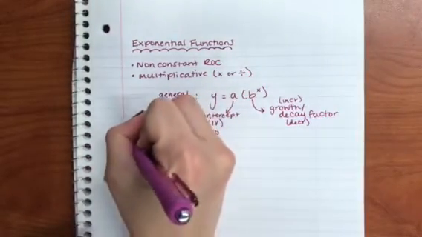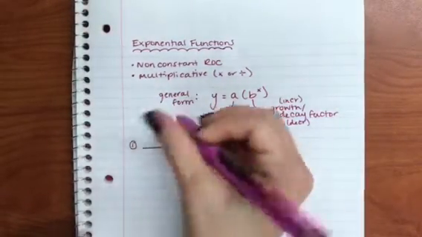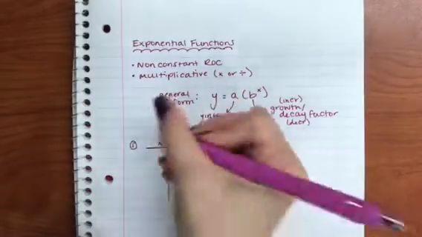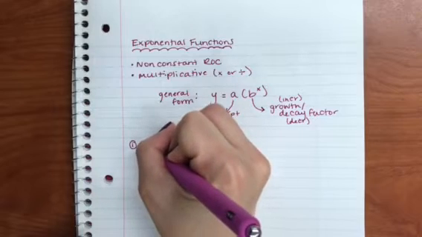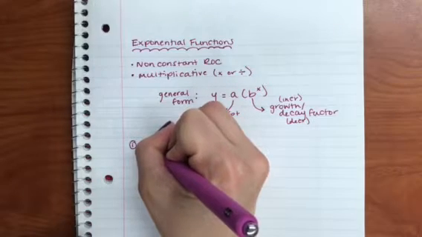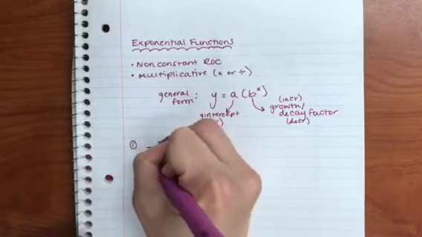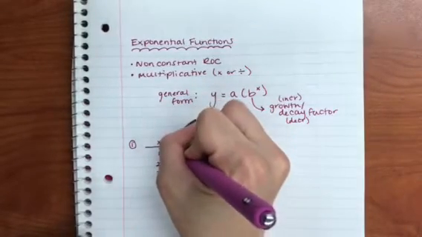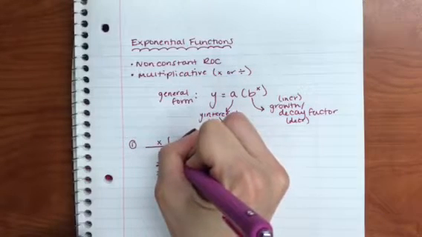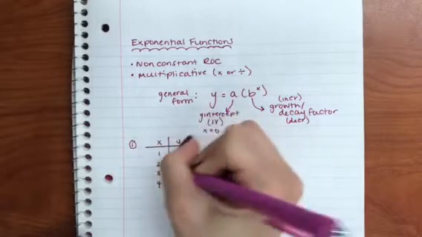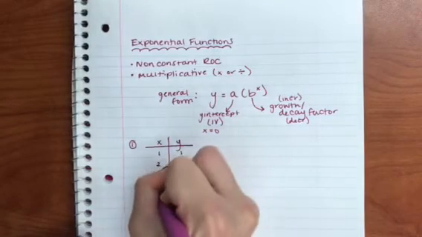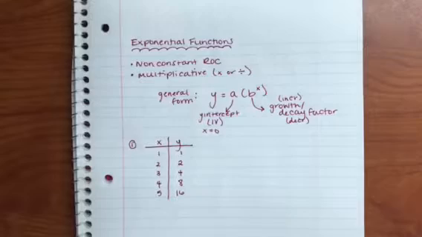So let's say for number 1, we have a table. In our table, we have some x values and some y values. My x values are 1, 2, 3, 4, and my y values are 2, 4, 8, 16. If this is the table we're given, we need 2 pieces of information.